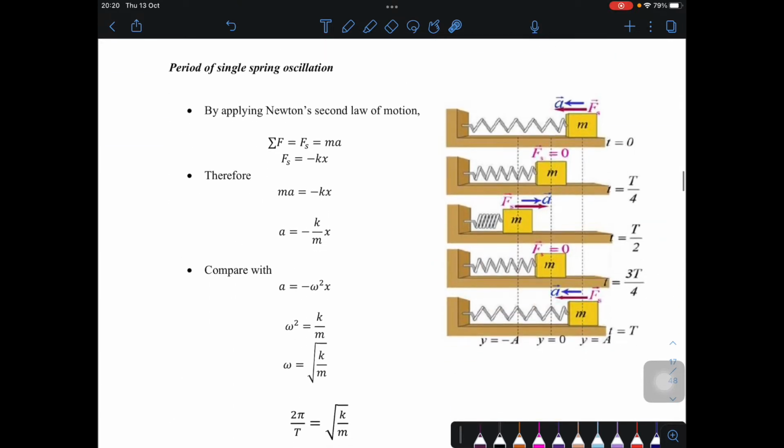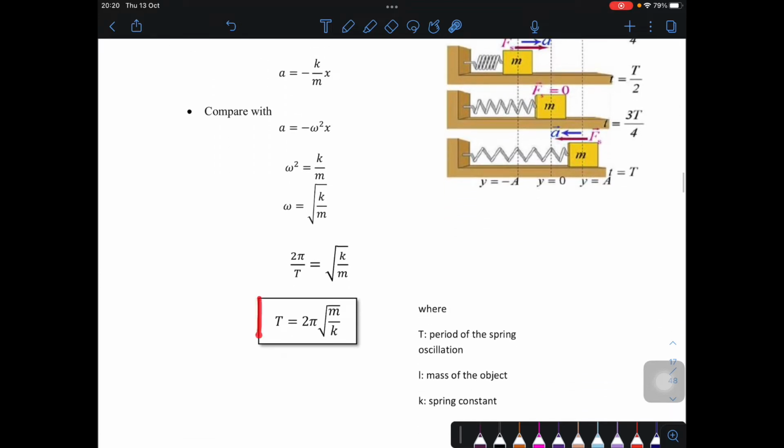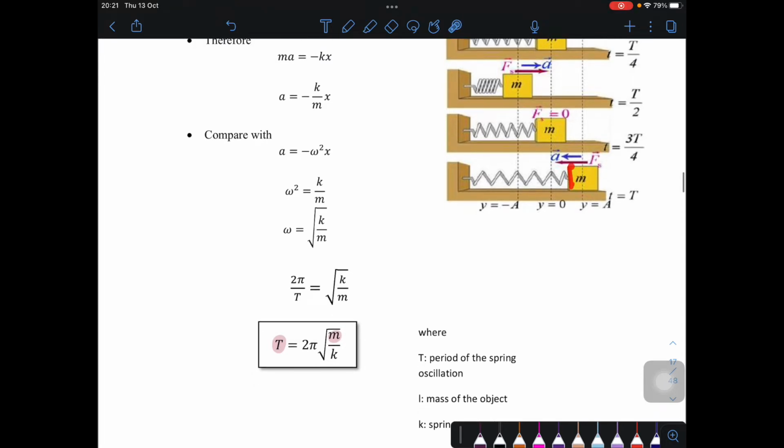Okay, next one we have single spring oscillation, di mana we have a spring connected to a block of mass. So this one, dia punya formula berbeza dengan pendulum, di mana to find the period, it is equal to 2 pi the square root of mass divided by the spring constant. So the period of a spring depends on two things, which is the mass of the block, and then the spring constant of the spring lah.